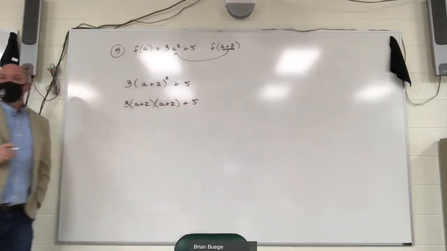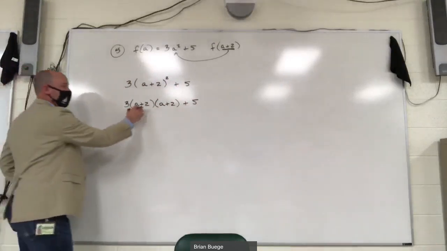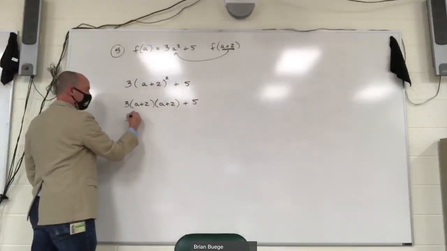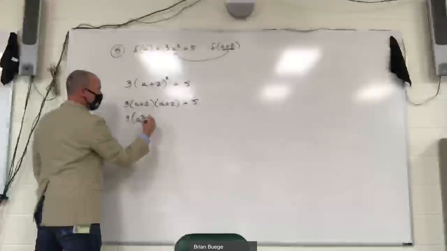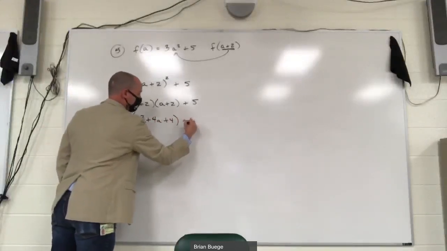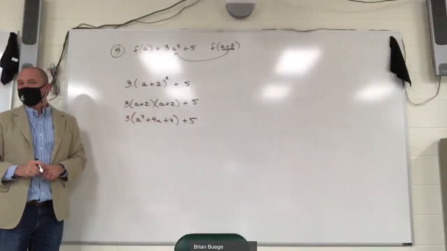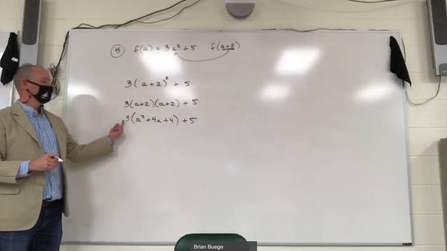That's what you actually have. And now you just got to multiply it all out. When I multiply the a plus 2's, we get a squared plus 4a plus 4. When you multiply these two out, this is what you'll get. And now, last steps. Take the 3.